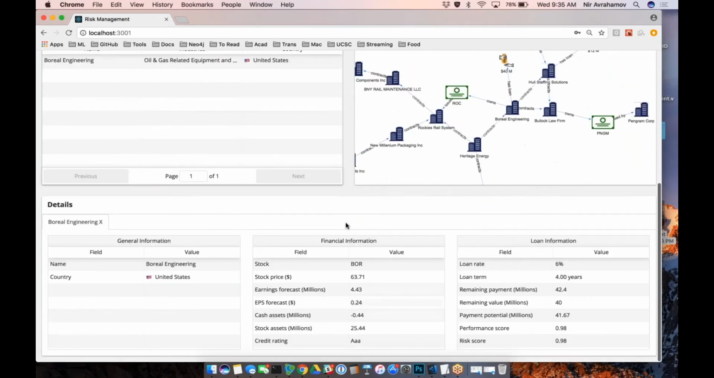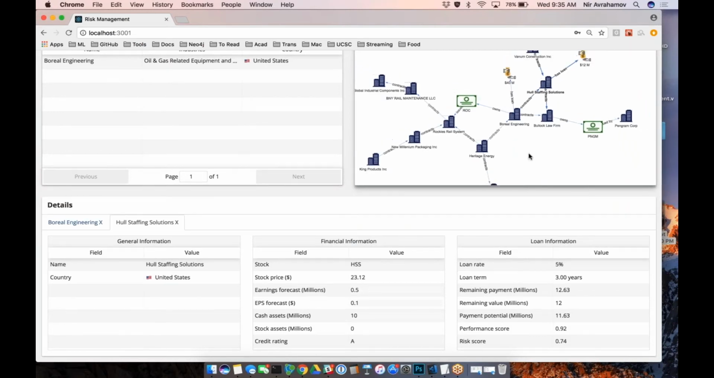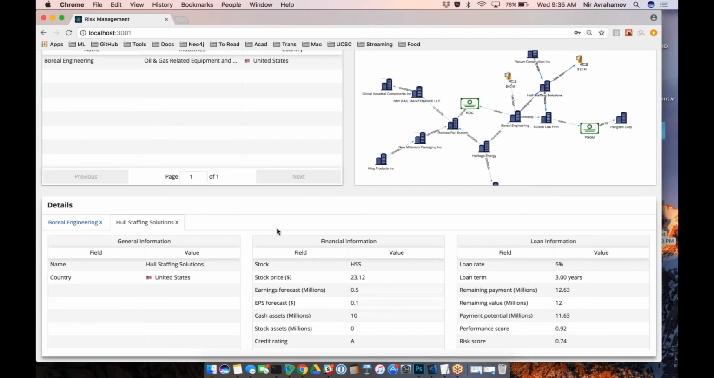And then down below, you can actually get the details of any given company. If you double click there, you get the general information. You get financial information on what the stock price is, what the earnings per share is, and so on. What is the credit rating for that company, which has a direct bearing on the loan. And then you have where we have loans outstanding for those companies. You get loan information in the right panel: what's the loan rate, what's the loan term, remaining payment, and so on. And most importantly, what is the risk score of that loan, right?